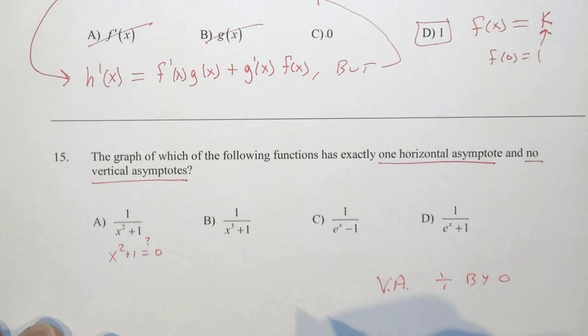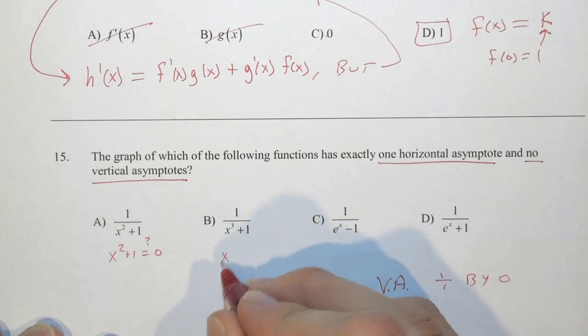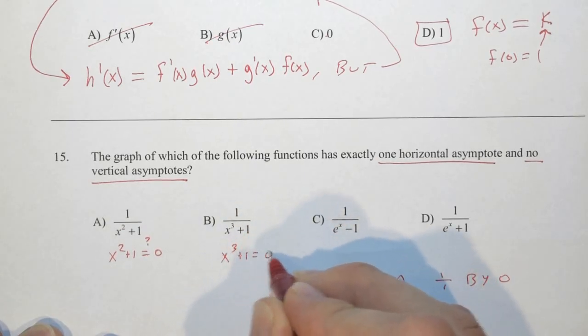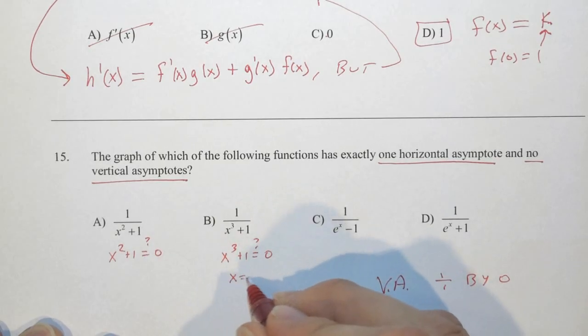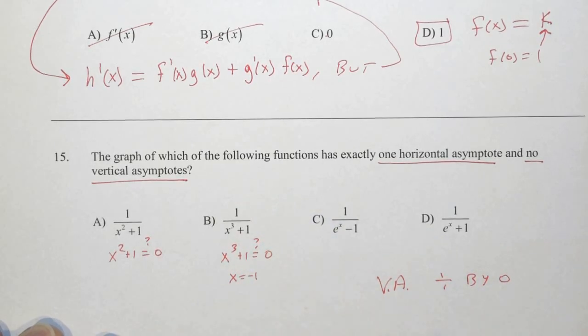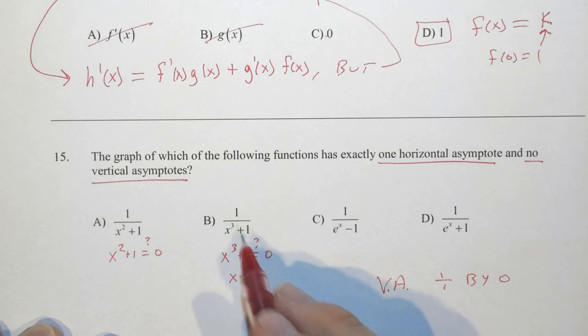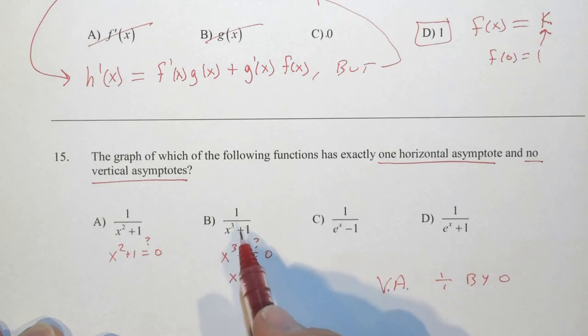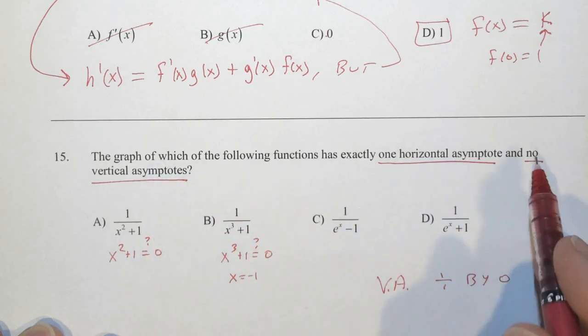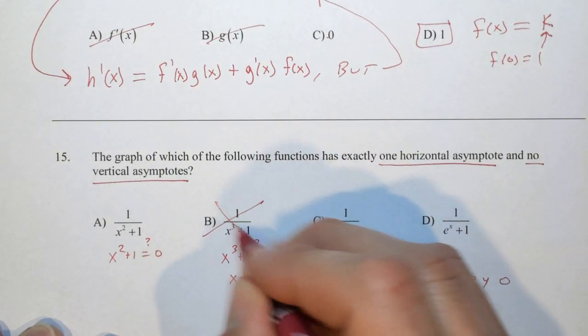So A is in play. How about B? Is it possible for x cubed plus 1 to be equal to 0? Yeah. It works if x is equal to negative 1. Negative 1 cubed is negative 1, plus 1 gives us 0. So it's possible for this denominator to be equal to 0, which means that this function has a vertical asymptote. We want a function that has no vertical asymptotes, so B is out.